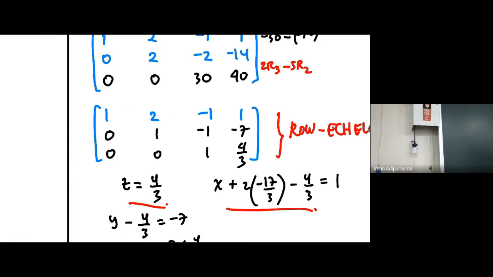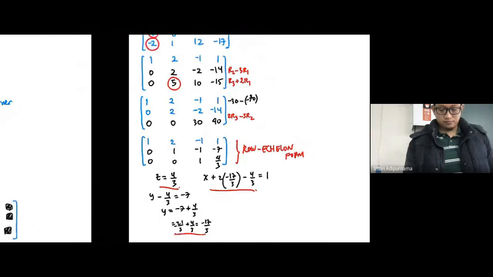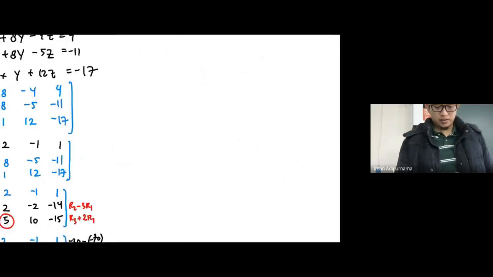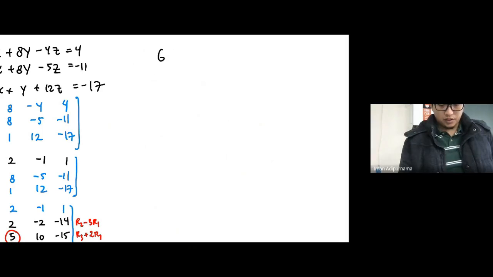I think I wrote the wrong equation, but it's still doable. I hope this is not a fraction, but it's still okay. Maybe I wrote the wrong equation. Okay, I will write in this area. We also have Gauss-Jordan elimination.